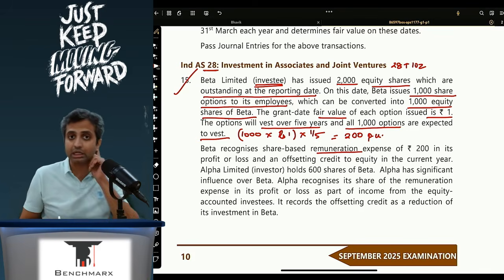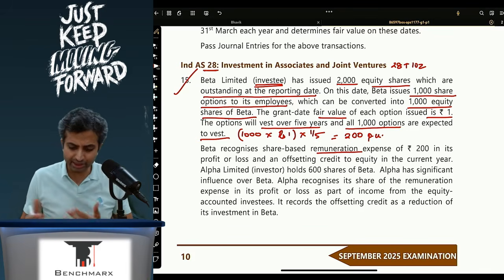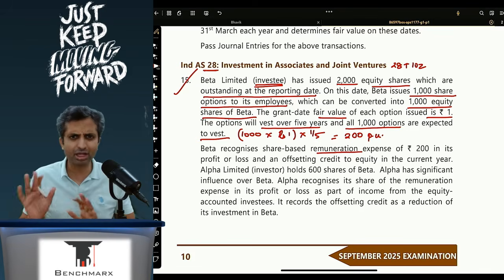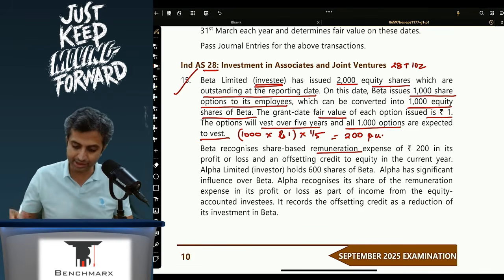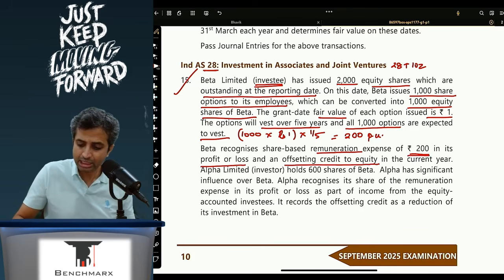Sir, what is the journal entry? Employee benefit expense account debit to SBP reserve. It seems to be an equity settled plan because there is no option to settle in cash, and then credit to SBP reserve. Open and shut case. Beta recognizes share-based remuneration expense of rupees 200 in its profit and loss, which is perfect, with an offsetting credit to equity.